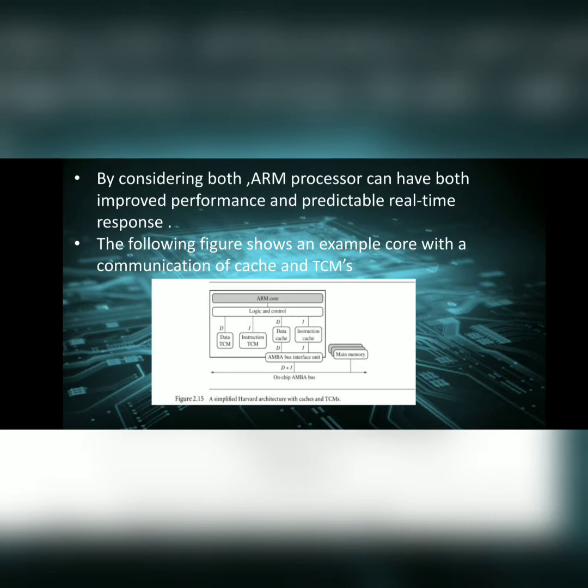As my friend Sahana explained about the first method of cache and tightly coupled memory and TCM address map, I am going to explain about the second method of TCM. By combining both technologies, the ARM processor can have both improved performance and predictable real-time response. You can see here ARM core, logic and control. Instead of cache memory, we use TCM, that is data TCM and instruction TCM. Data cache and instruction cache.